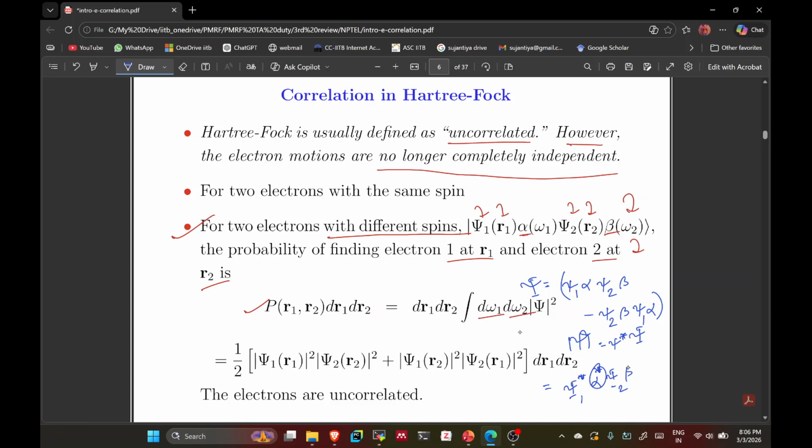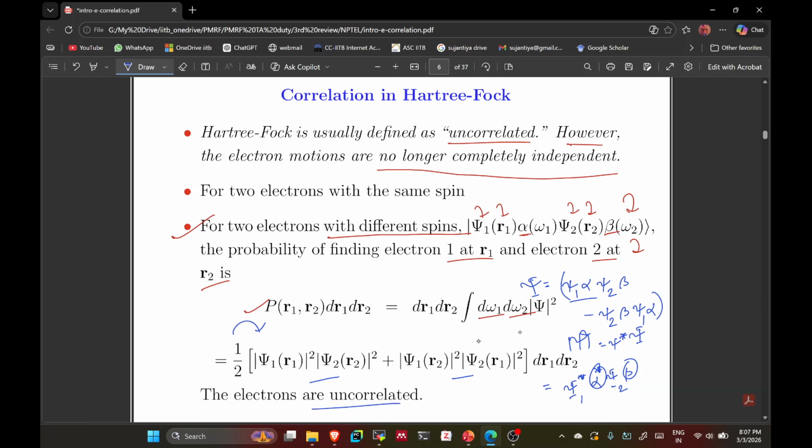Now as this alpha and beta have different spin, they are actually going to zero. That's why they are only mentioning two terms here, 1 and 2, because alpha and beta are different spin, right? The only terms that will survive are psi 1 r1 square and psi 2 r2 square. So these two terms will survive, right? So here you can see the electrons are uncorrelated.